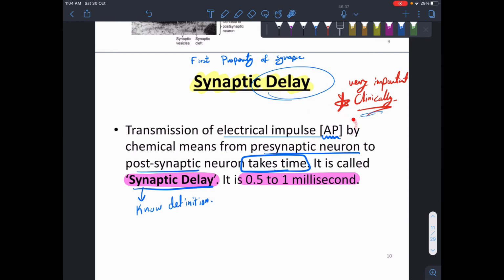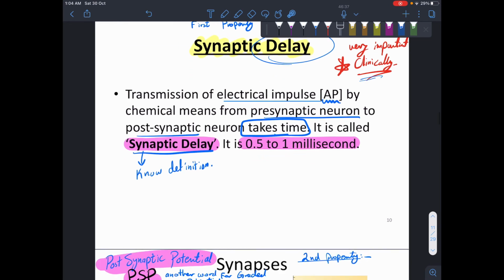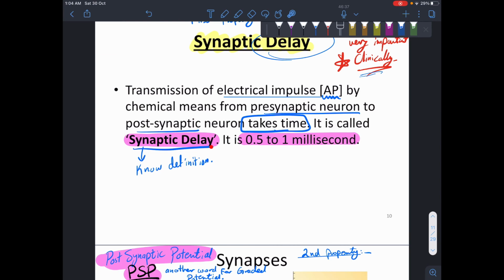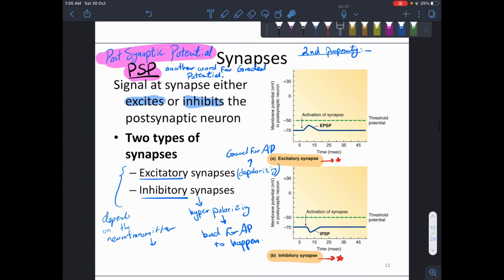So for an action potential to actually happen, it's gonna take time from 0.5 to 1 millisecond. So make sure it's 0.5 to 1 millisecond, not even second, millisecond. It's a synaptic delay. The definition is that for the action potential to generate by chemical means from the presynaptic neuron to the postsynaptic neuron takes time, basically. So easy. Here we focus a bit.